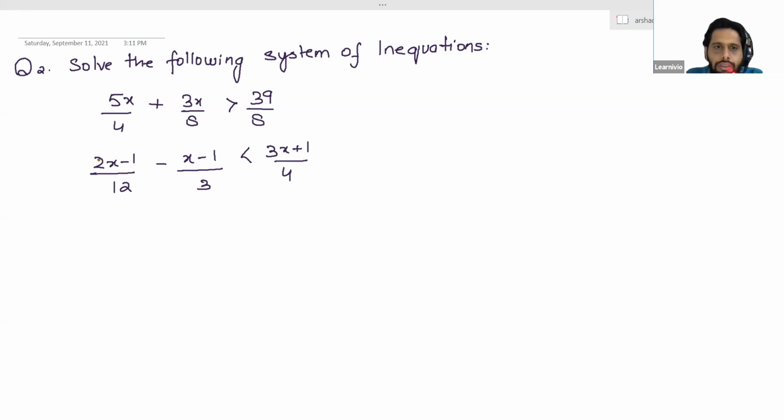Now, Joanne, did you complete the first one? What is the answer you are getting? On the number line, right? Yeah, on the number line. But what's the first answer? x is greater than 3. Very good. Second is also correct. Very good, Rishan. Now, please plot both the number lines and tell me the final common solution.